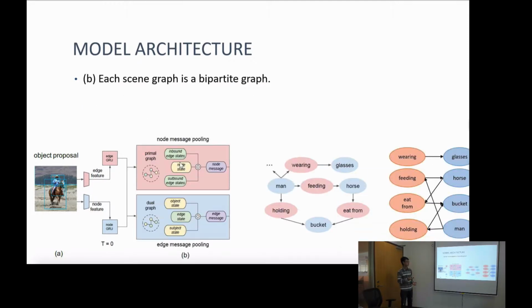Then we turn to the second part, called message pooling. Suppose this is a graph we would like to output. This part can be rearranged as this kind of bipartite graph. We can see wearing glasses, feeding horse. The left-hand side is the relationship and the right-hand side is the objects. All the links are between these two communities, with no links within the same community. We take feeding as an example: man feeding horse.